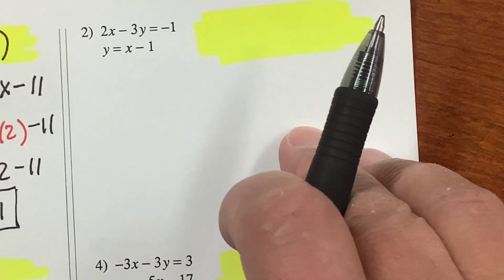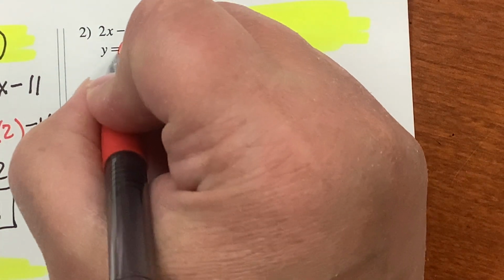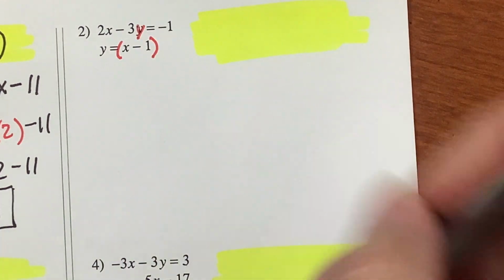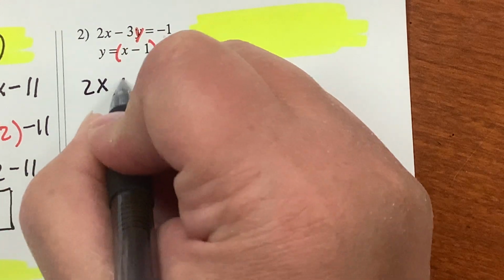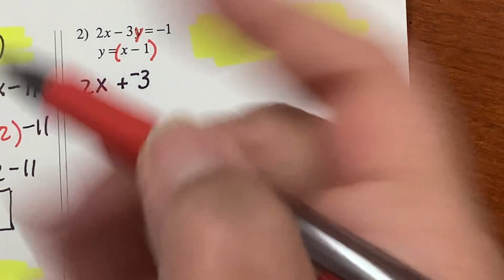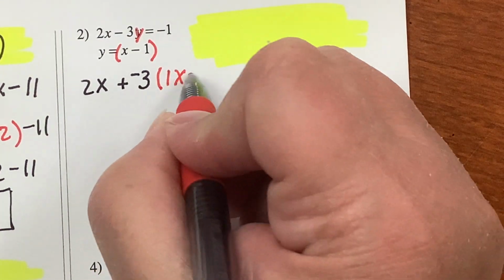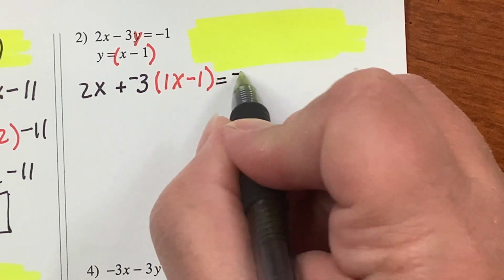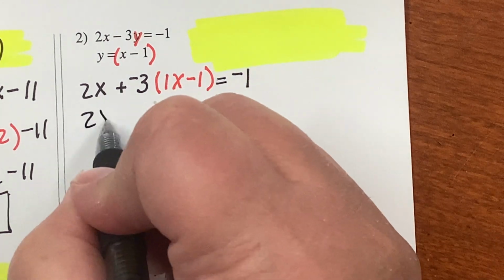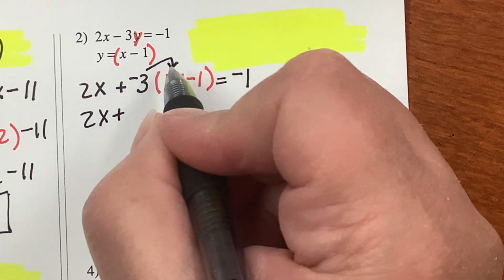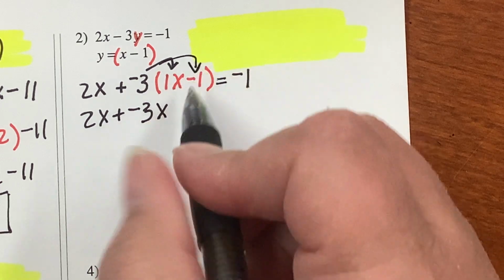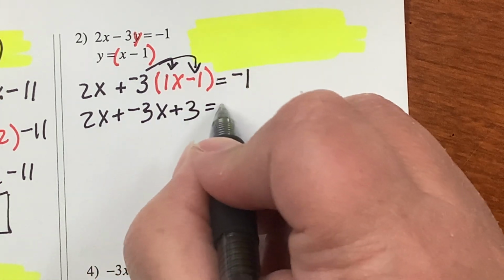Okay, let's take a look at this next one, number 2. Put parentheses around x minus 1, and you're going to substitute that for y. Again, I have this negative or minus 3. I'm going to change that. So I start with 2x plus negative 3. And I'm going to multiply that times 1x minus 1. And don't forget the rest of the equation, the equals negative 1. So the 2x, nothing happens to it, plus negative 3 times 1x is negative 3x. Negative 3 times negative 1 is plus 3, equals negative 1.